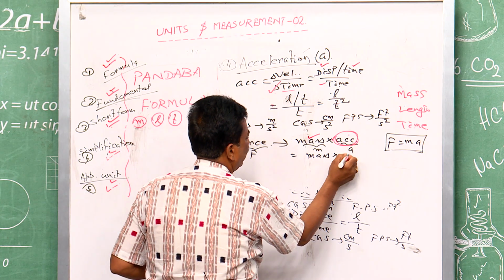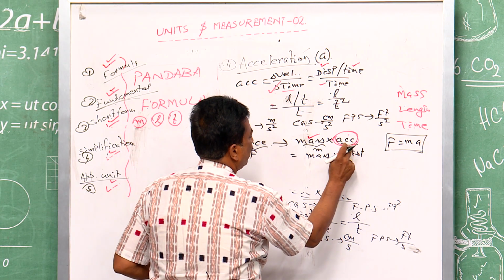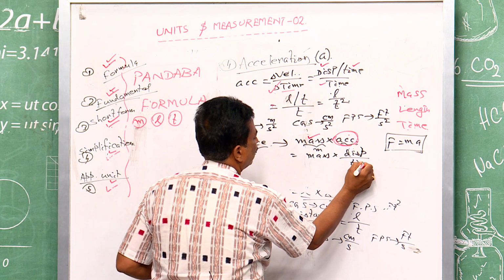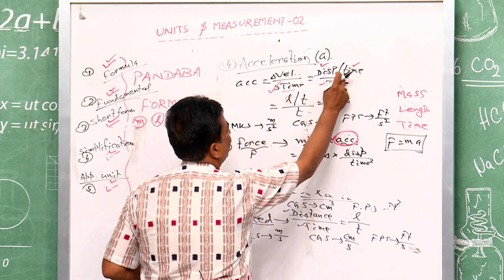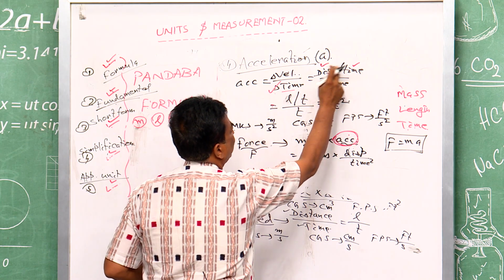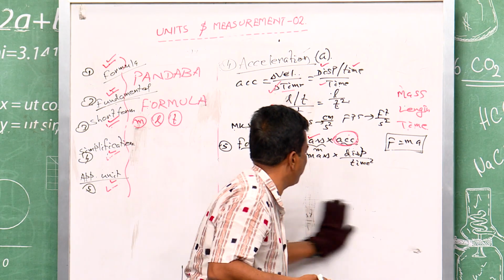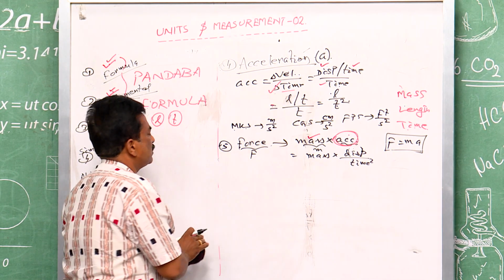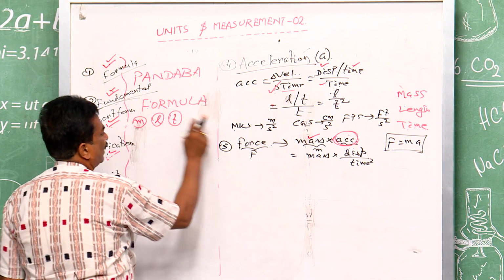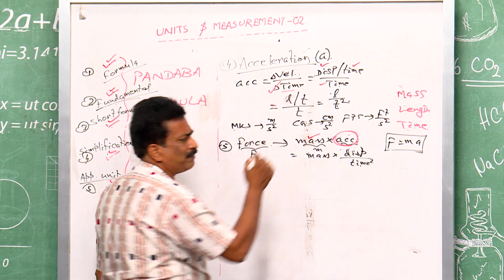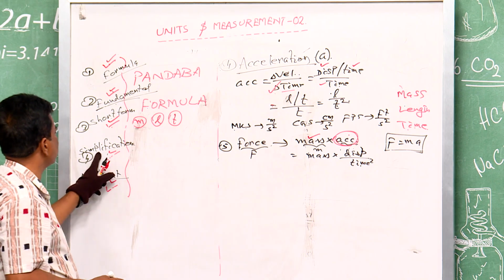So this is mass into displacement by time square. You see, displacement by time whole divided by time means displacement by time square. So that is for the force, the second step, the fundamental is done. Mass is fundamental, displacement is fundamental, time is fundamental.